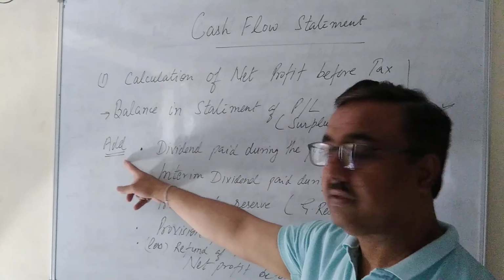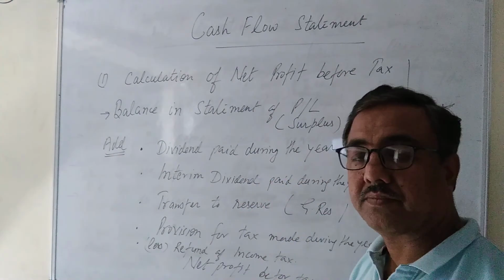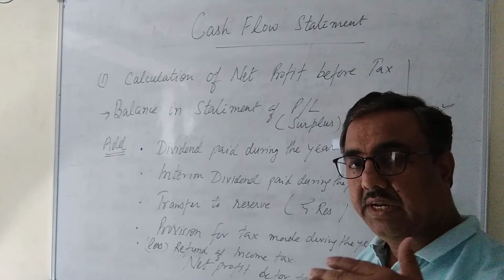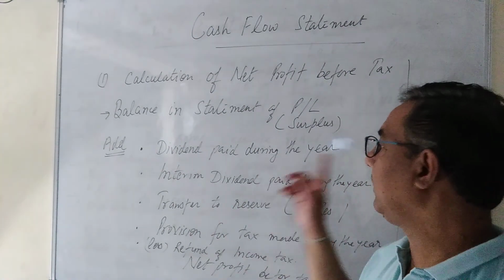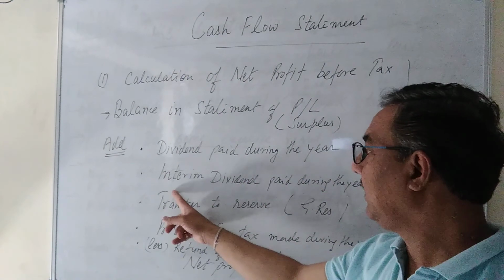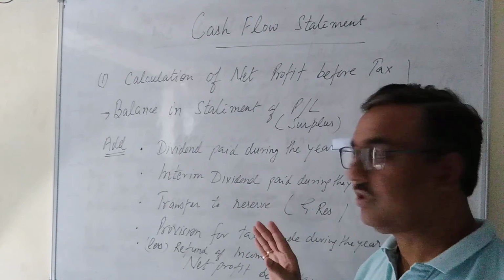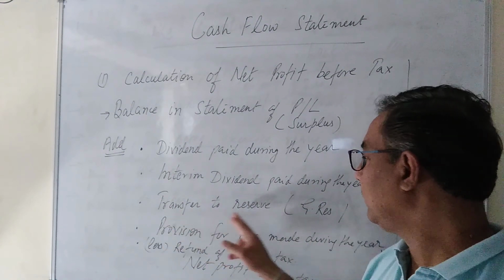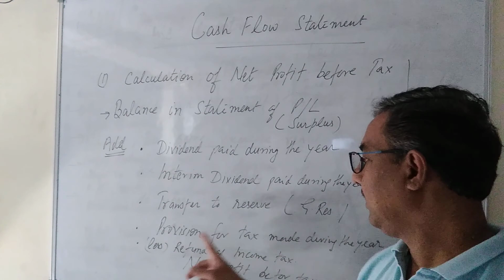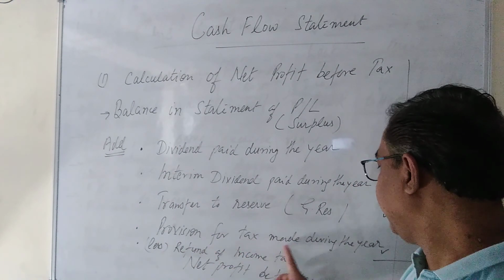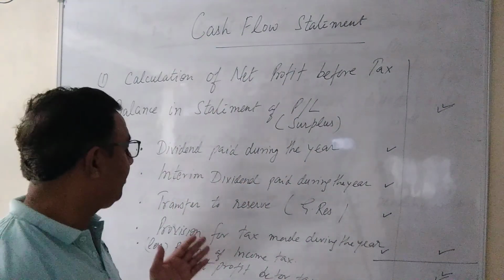Now we have to add. The very first is dividend paid during the year. Whatever dividend we have paid, that we have to write over here. Next is interim dividend paid during the year. It is also given in the question. Transfer to reserve. It may be general reserve, it may be any other reserve. We have to write it. Then provision for tax made during the year. Whatever provision for tax we made, that we have to write.